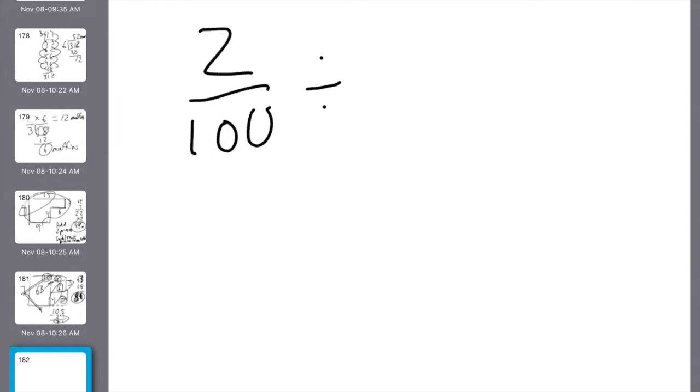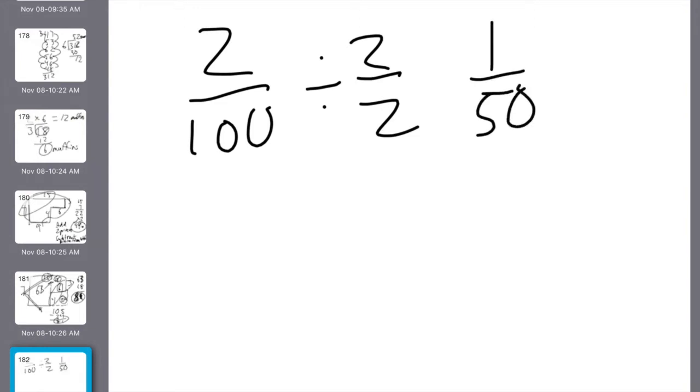Jumping all the way to number 12. It says write 2% as a reduced fraction. Percent means out of 100. Divide both those by 2. Over 2 gives me 1 over 50.